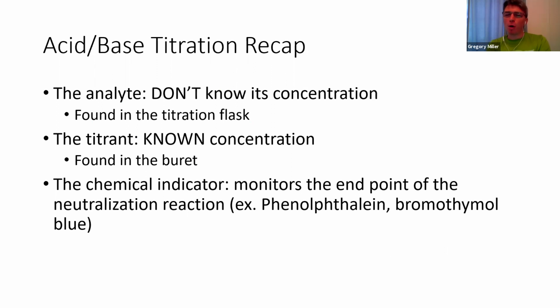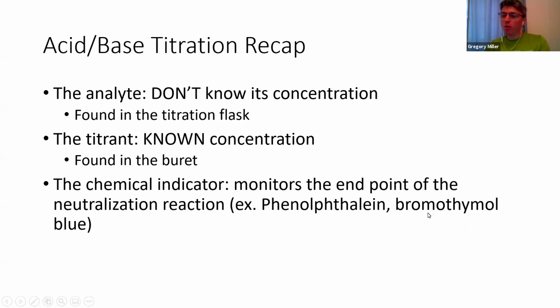Again, the analyte, you don't know its concentration, is in the Erlenmeyer flask, in your titration flask. The titrant has known concentration in your burette. The chemical indicator is added to your analyte, to your Erlenmeyer flask, to monitor the endpoint through a color change. Like last week, we had a color change that was the chemicals itself. This week, we need to add an indicator. We will specifically be using this first one, phenolphthalein. Pain in the butt to say, harder to spell.